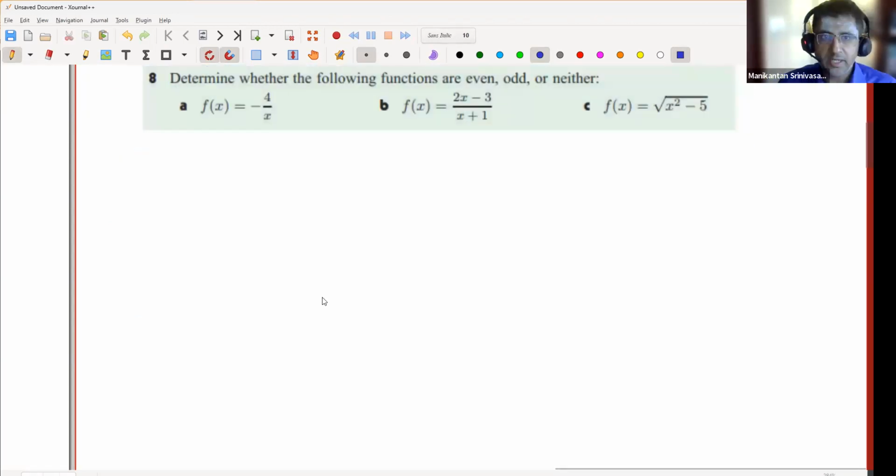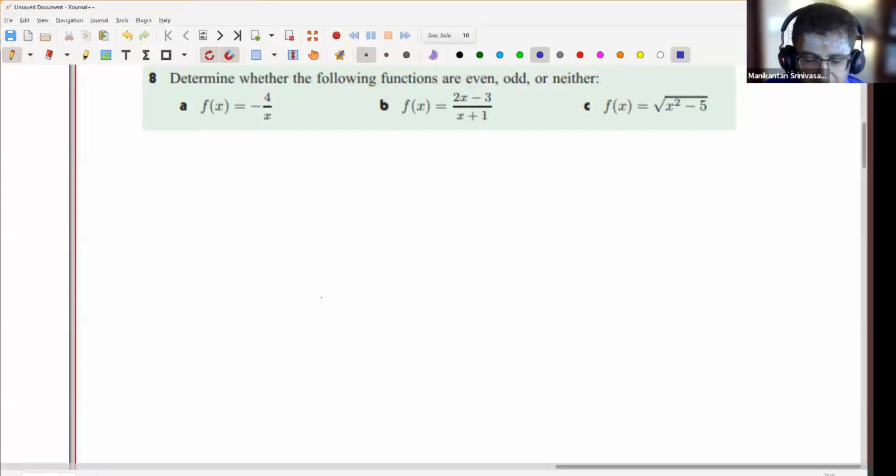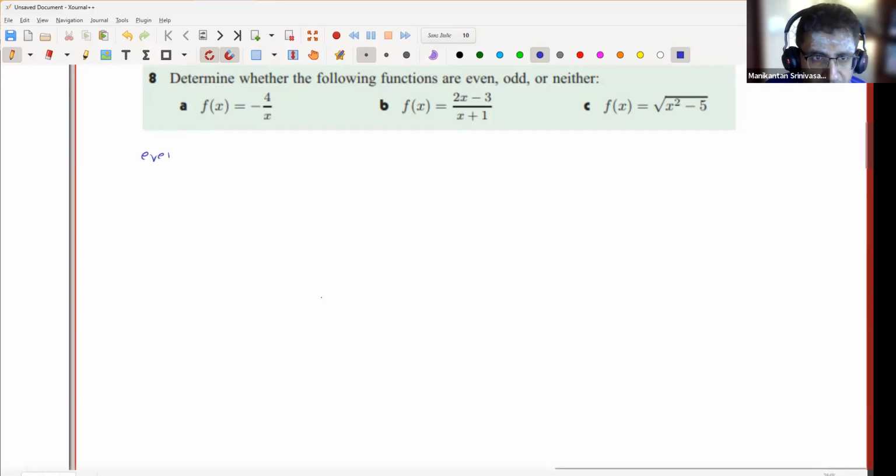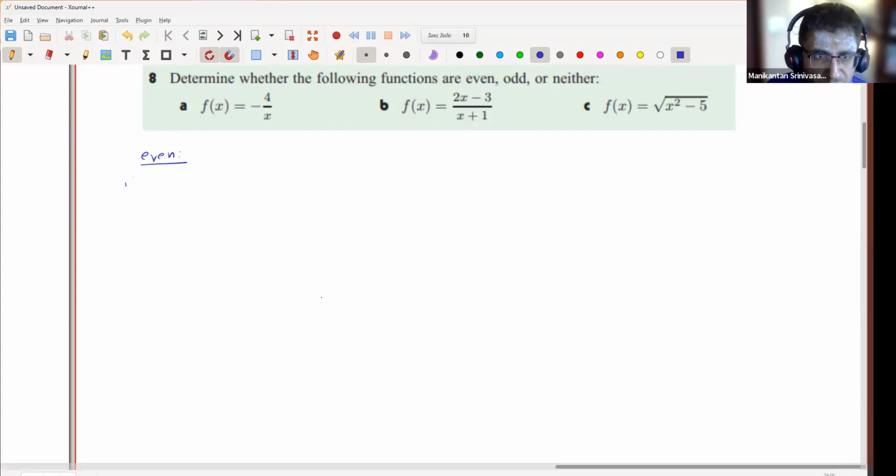Okay, let's discuss. Determine whether the following functions are odd or even or neither. So yes, I did not cover this in class. An even function is, I'll just use h for change, if h of minus x is the same as h of x, it's called an even function. In other words, it should look the same reflected about the y-axis. The h of minus x should be the same as h of x. That's what an even function is.